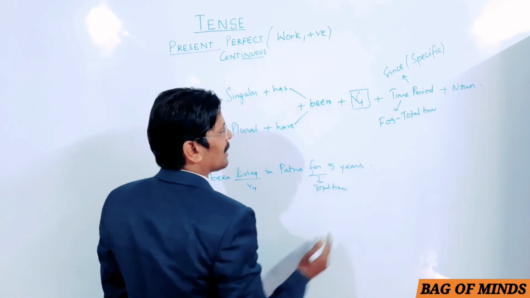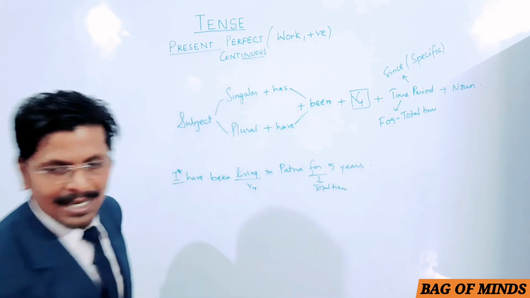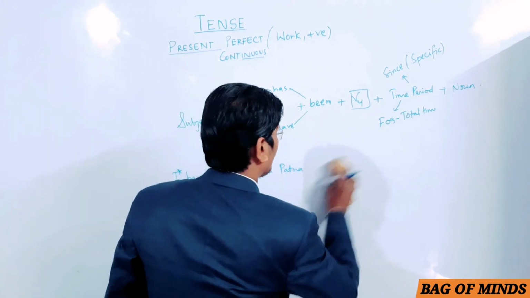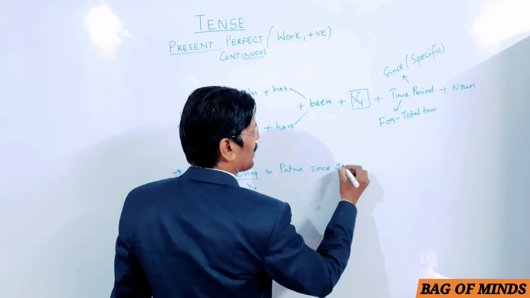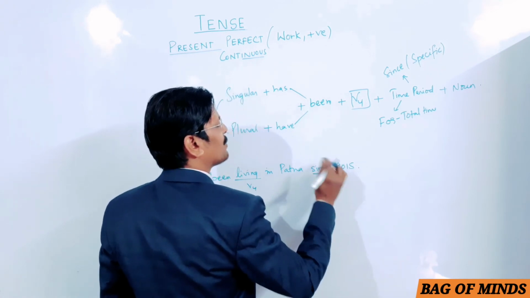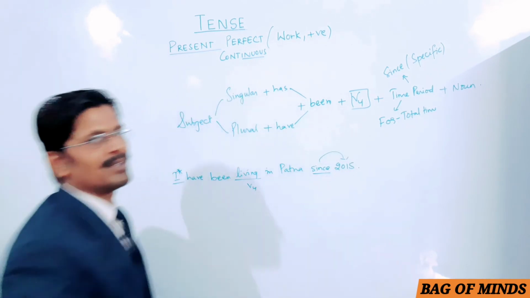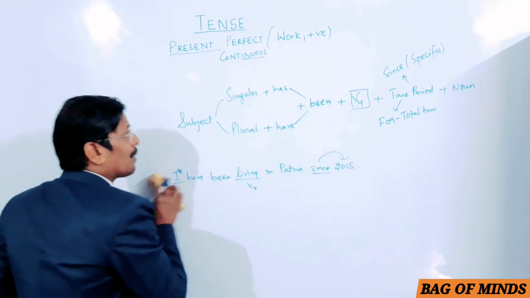If I want, I can make the same sentence in another way, like I have been living in Patna since 2015. So here I have used a specific time, which is why I have used since. This is for the positive one.